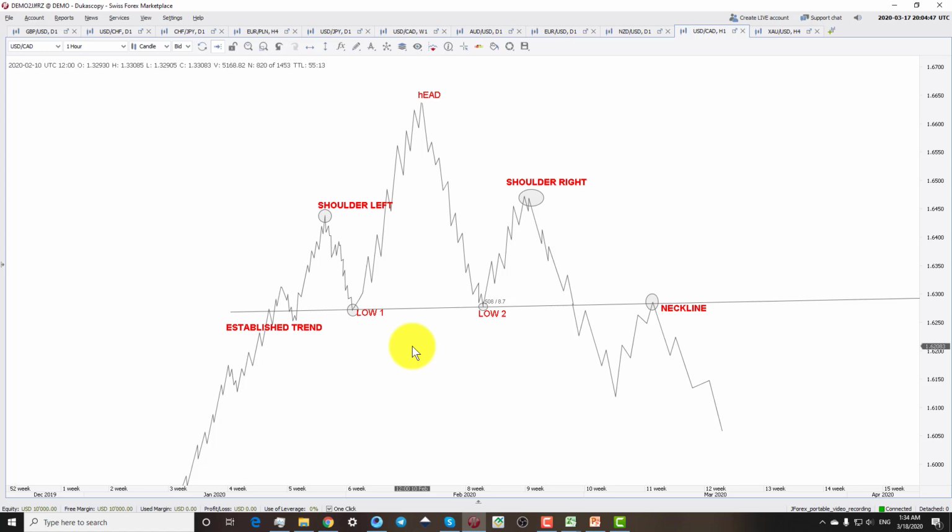So that's all I wanted to tell about the head and shoulder pattern. We'll see you in the next video, where I will tell you what to do and what not to do with this pattern while trading.